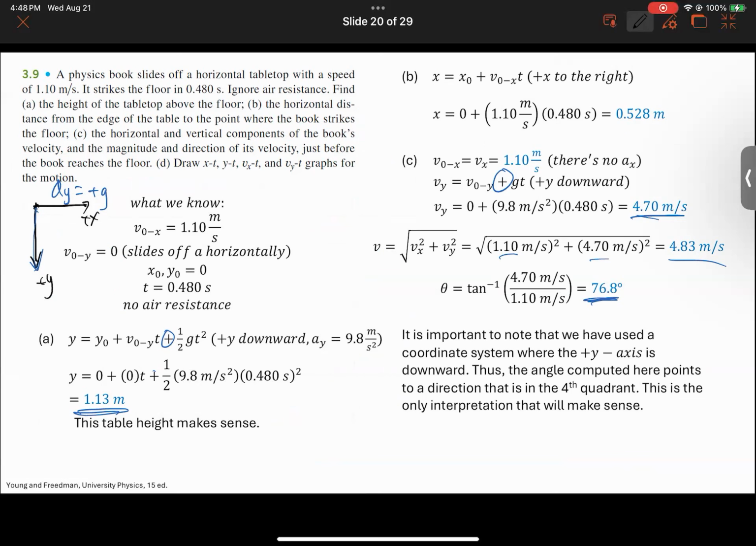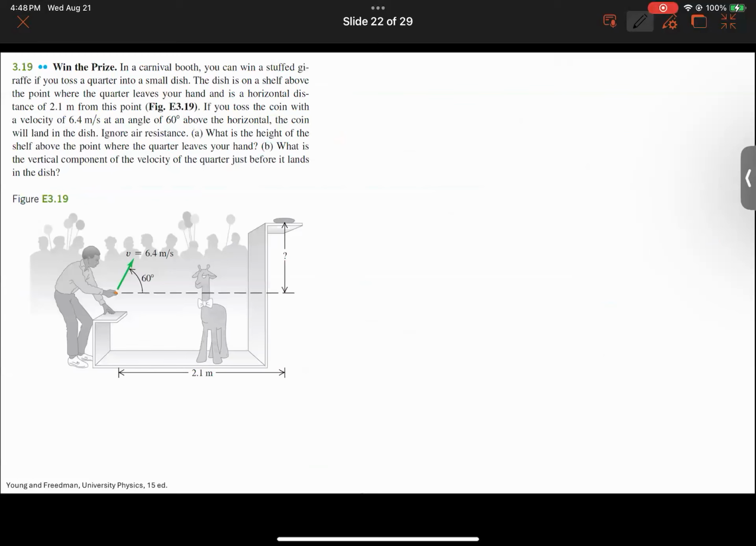There's no right or wrong coordinate system. It's how you use the system that you chose that makes your answer correct or incorrect. Which you obviously saw in this example. Okay, so let's move to the next example.